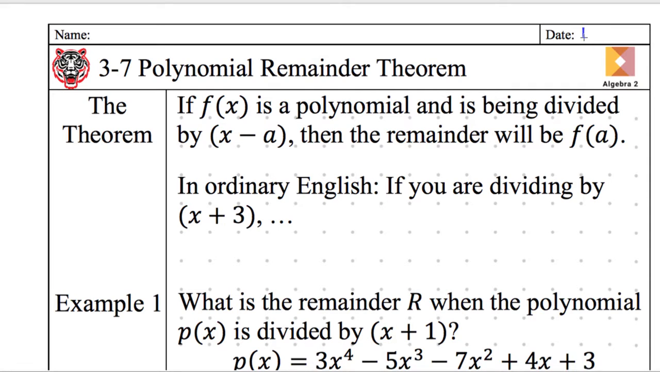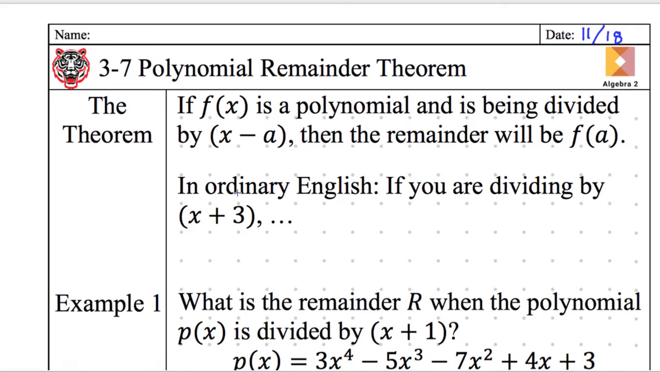Today's date is 11/13. 3-7, Polynomial Remainder Theorem. This is a cool theorem because it's a shortcut of the shortcuts related to synthetic division. So we love the shortcut. It's a cool theorem. You should know it. Let's talk about the theorem and let's talk about what it means in ordinary English.